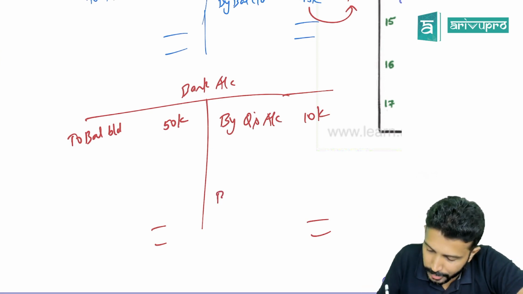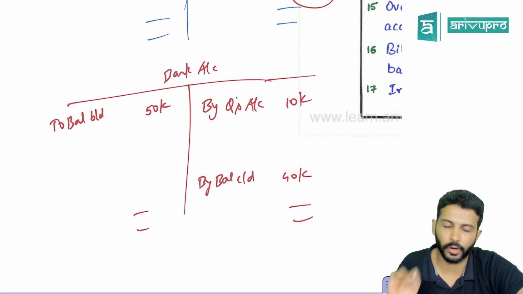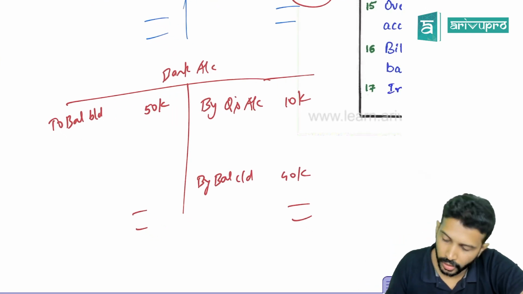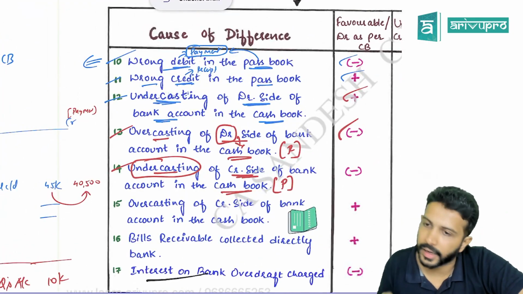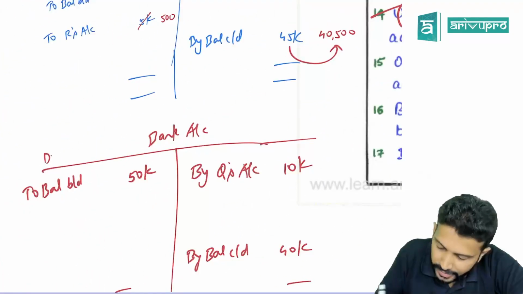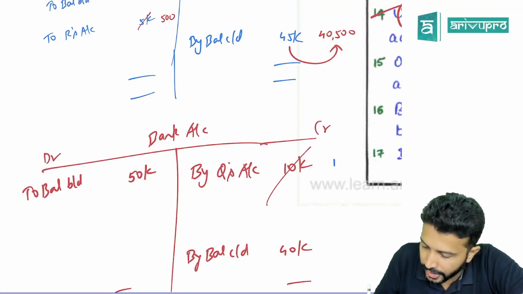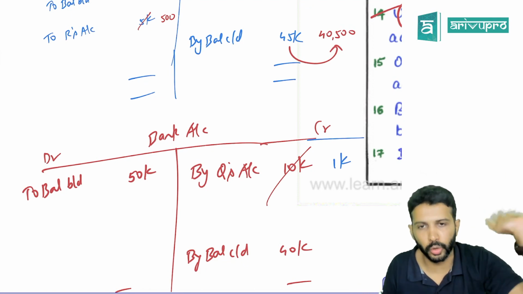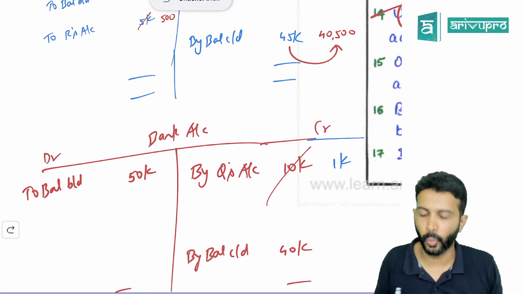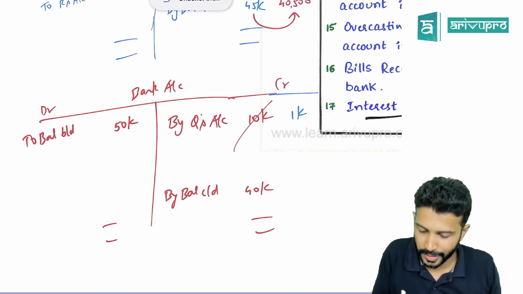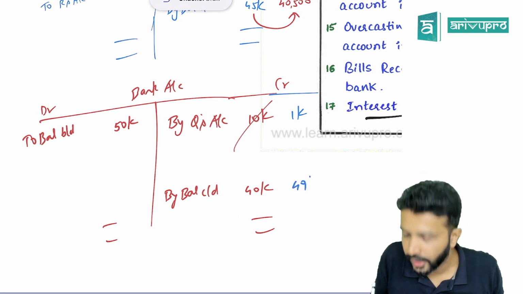That means what is the closing balance? Let's say no other transaction. The closing balance should be 40,000. Agreed? Now what has happened here? Undercasting, on the credit side. This is your debit, this is your credit. Let's say instead of 10,000, by mistake, you posted it as 1,000. Because it is undercasting, instead of 10 you showed it as 1. Now tell me what is the balance. 50 on this side, 1,000 on this side, so the balance will become 49,000.